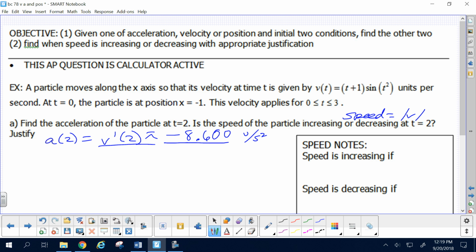Okay. So in that case, the velocity was positive, and what direction was the acceleration? Positive. And so what happened to her speed? It got bigger. It increased, right?